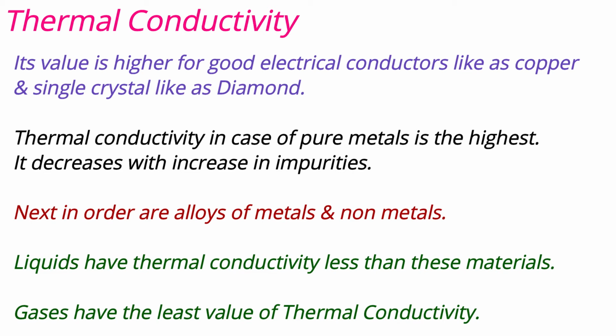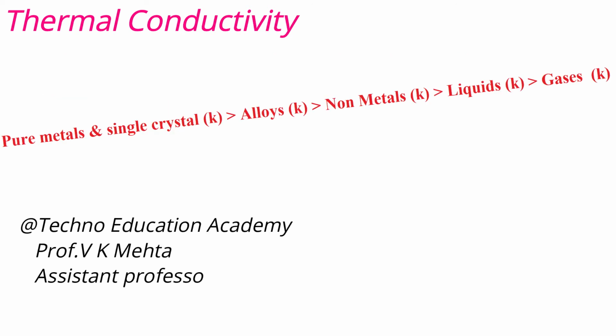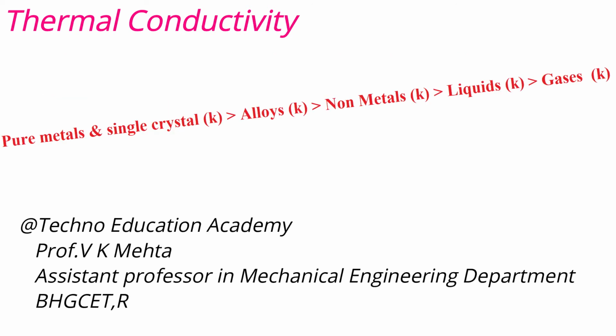So this can be arranged in sequence of higher thermal conductivity. Here you can see that pure metals and single crystals like diamond have a higher thermal conductivity. Then after that, the next one is alloys.